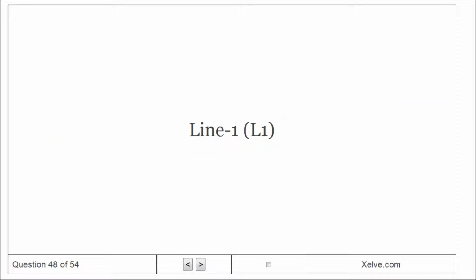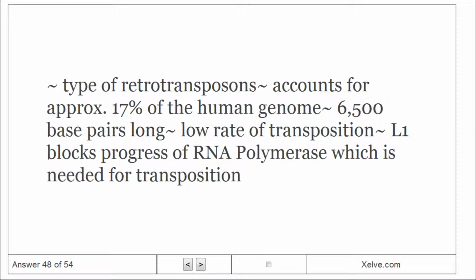LINE-1, L1. Type of retrotransposon. Accounts for approximately 17% of the human genome. 6,500 base pairs long. Low rate of transposition. L1 blocks progress of RNA polymerase which is needed for transposition.